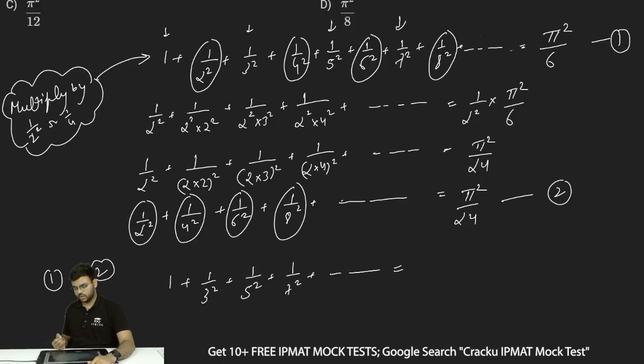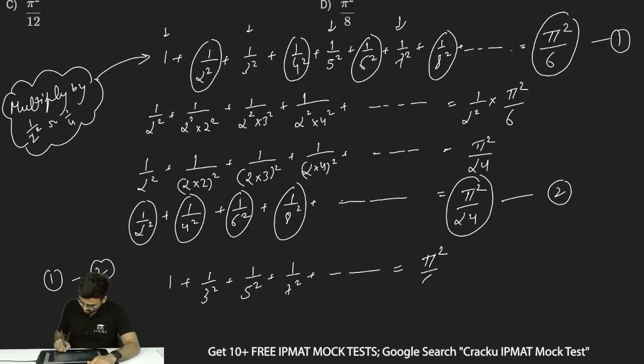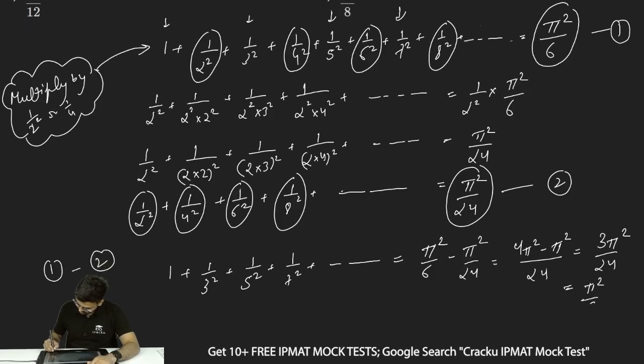This will be equal to what? This is pi square by 6 and this is pi square by 24, and I am performing 1 minus 2. So this will be equal to pi square by 6 minus pi square by 24. I'll take the LCM as 24. For pi square by 6, it will become 4 pi square by 24, and the other term will remain as pi square only. So this will be equal to 3 pi square by 24, or I can write pi square by 8.